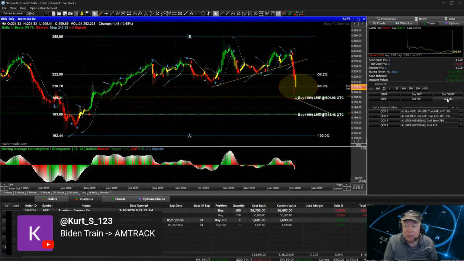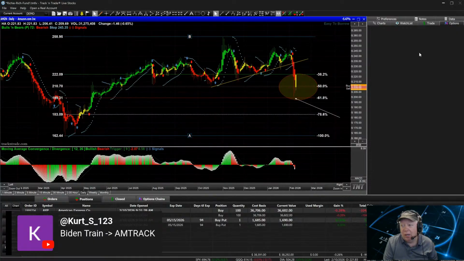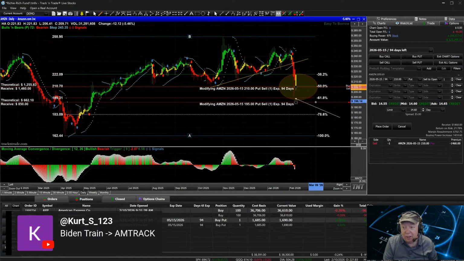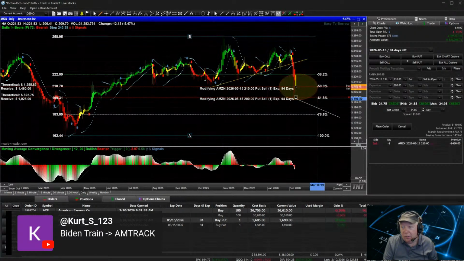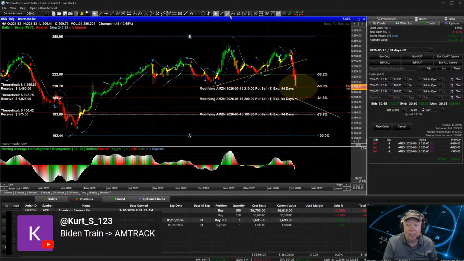Now, I like to do it a little fancier, right? So I'm going to exit the chart. I like to come in with options, and I'm going to sell a put. I'll sell a put right here, and I'll sell another put right here, right? And then I'll sell another put right down here. And what does that do for me? Well, that gets me the same exact thing as putting limit orders in there.